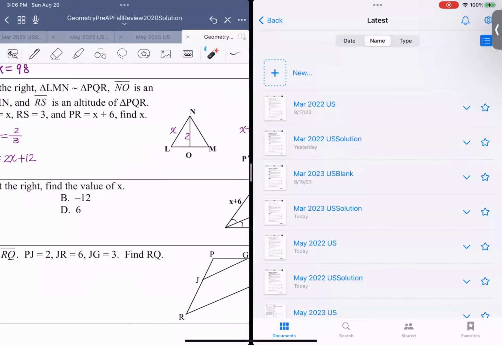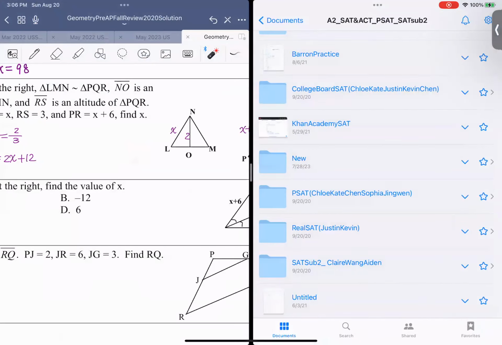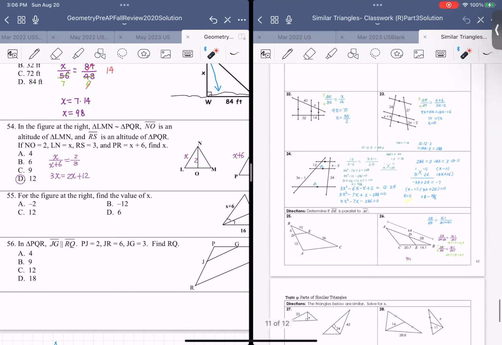So, Steven, let's quickly go to the question that you have. Maybe other students also have the same question, for the similar triangle. Which one do you have a question about? I like the bisector one. The angle bisector one, yeah.